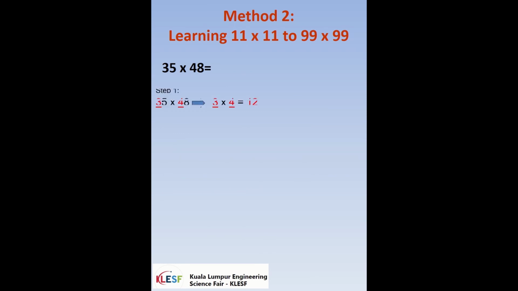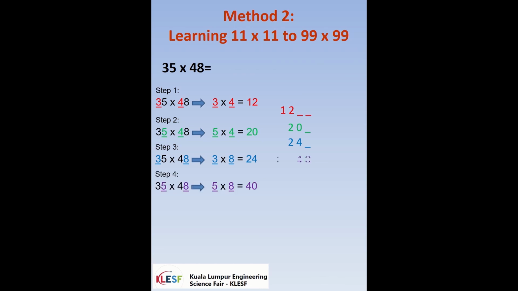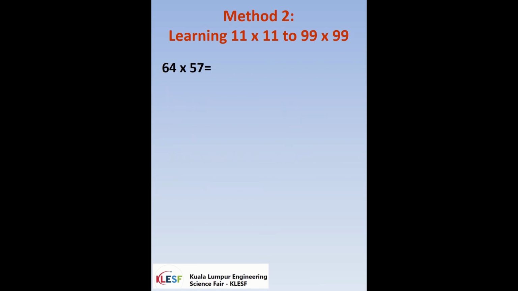Let's consider this example. 35 times 48. 3 times 4 is 12, and this 12 will become 1200. It's because 35 times 48 will give a 4-digit solution. Then 5 times 4 is 20. This 20 will form 200. 3 times 8 will form 24. This 24 will form 240. 5 times 8 is 40. This will become 40. Total up, we will have 35 times 48 will equal 1680.